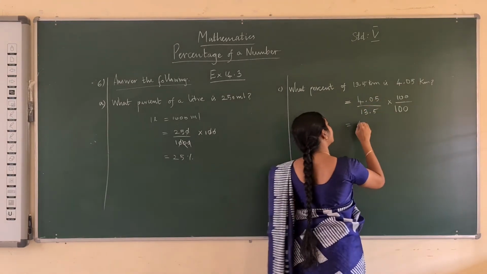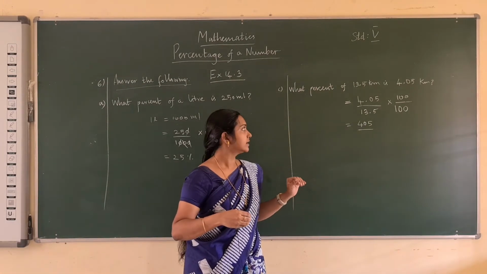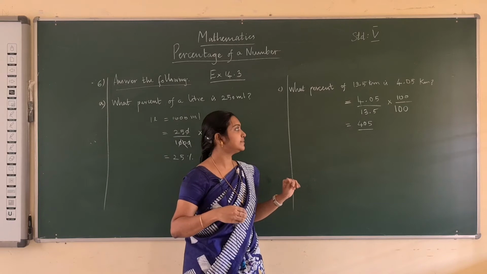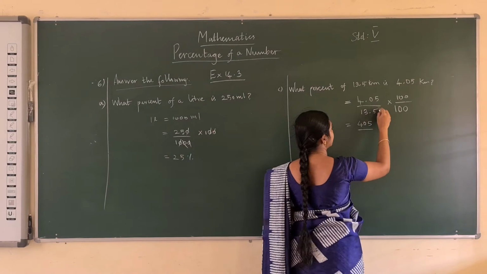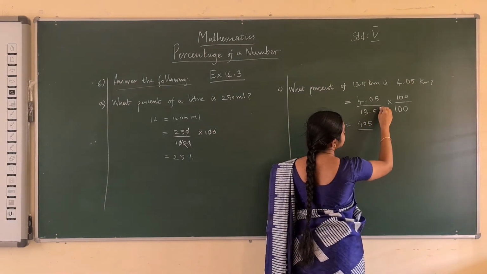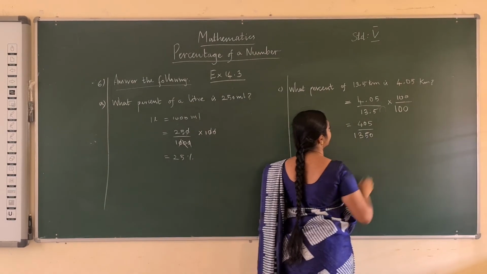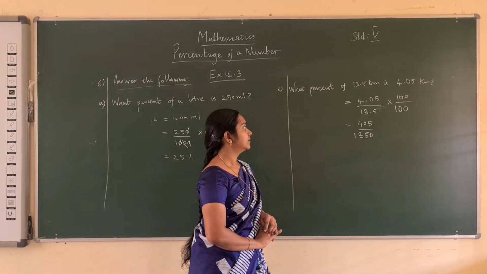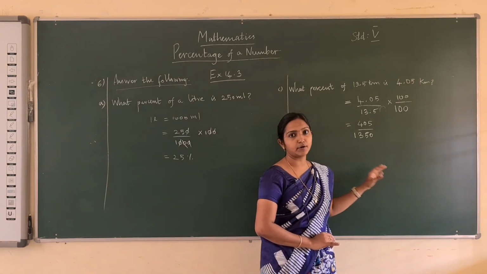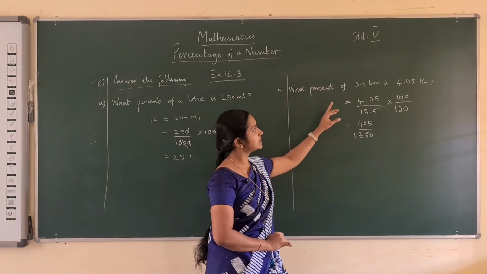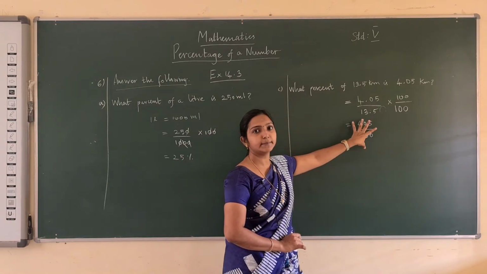So the numerator becomes 405. In the denominator, 13.5 multiplied by 100: the decimal point moves one place and another one place, so it is 1350. We have just removed the decimal point. Now we have to find what percentage of 13.5 kilometer is 4.05 kilometer, so we have to multiply this by 100.